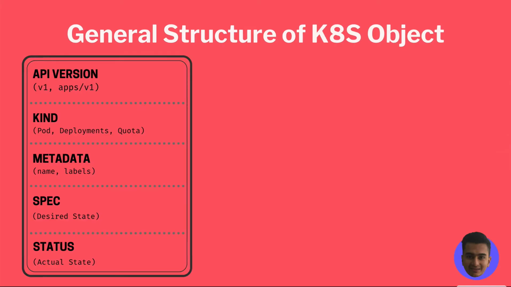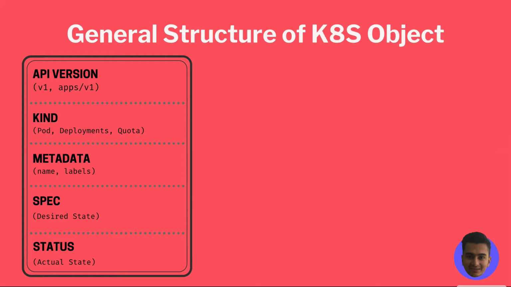So let's get started. General structure of Kubernetes object. Generally, all of the Kubernetes objects or resources like pods, deployments, services, jobs, cron jobs, they all have a very similar structure. So what you see here, API version, kind, metadata, spec, status, these are all the mandatory fields, and for almost all of the objects, this is the similar structure the definition file follows.